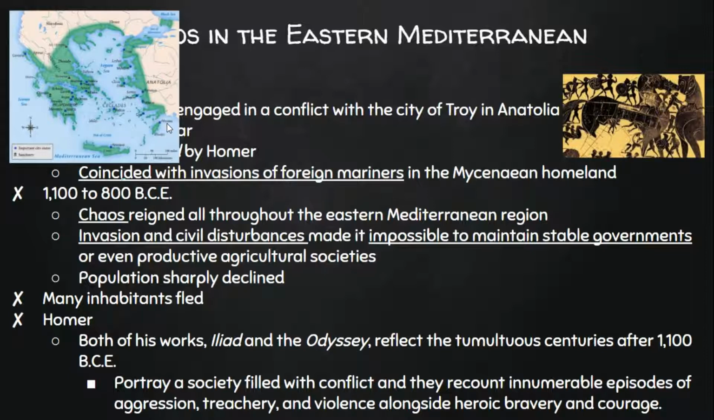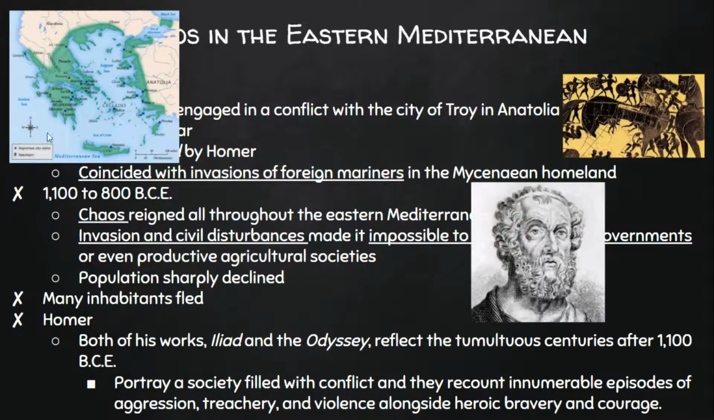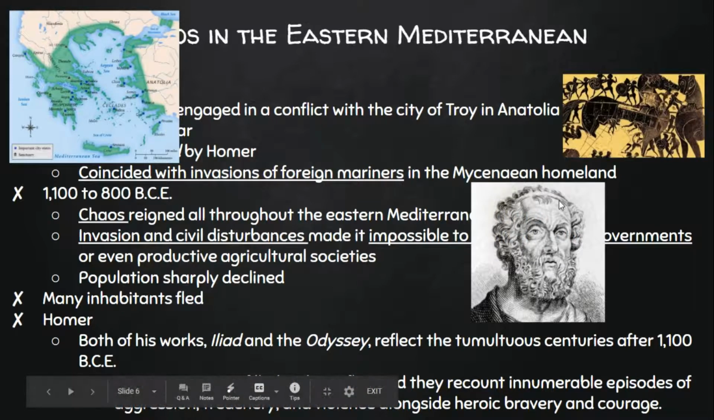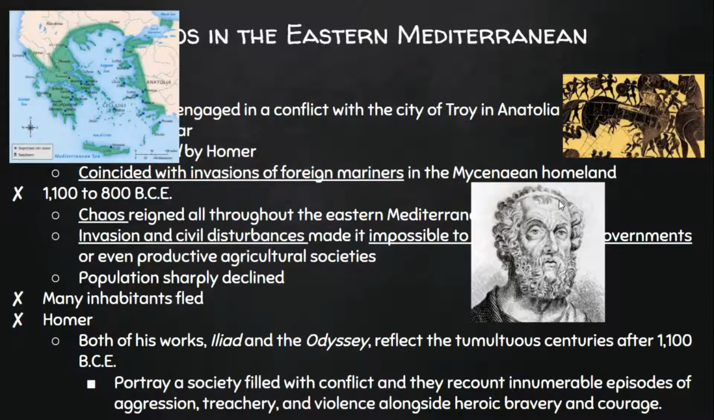And thus population fell sharply, whether it was because individuals were trying to move to a better place or they just died out. And this is a direct reflection of what Homer was creating with both of his works, the Iliad and the Odyssey. You might have read or heard about it in your English classes. It essentially reflects the tumultuous centuries that were happening in this time.